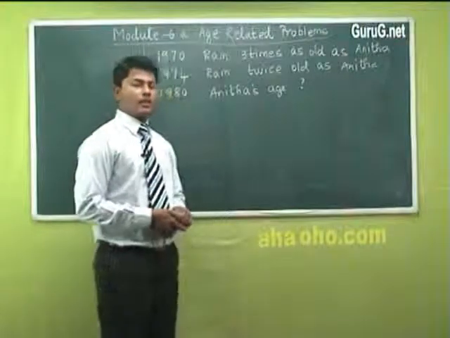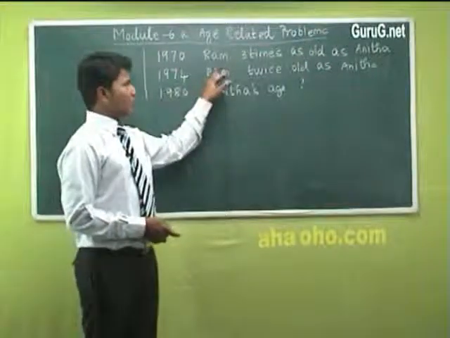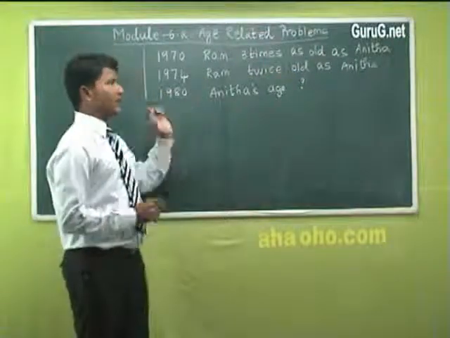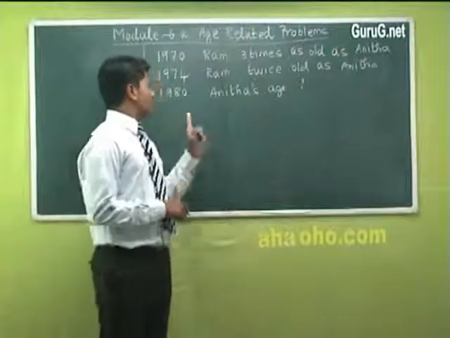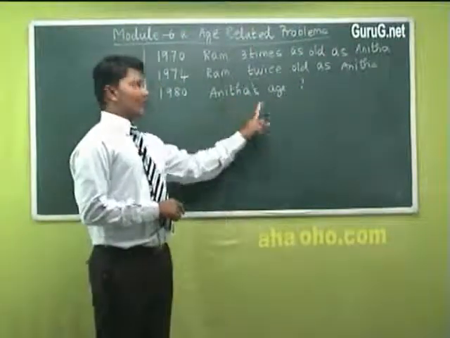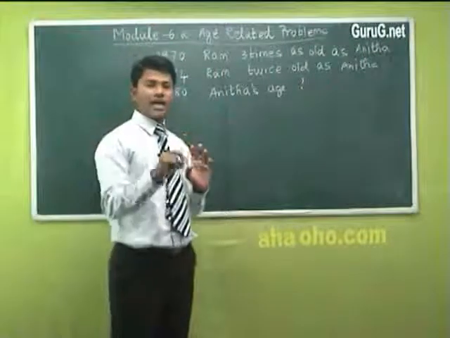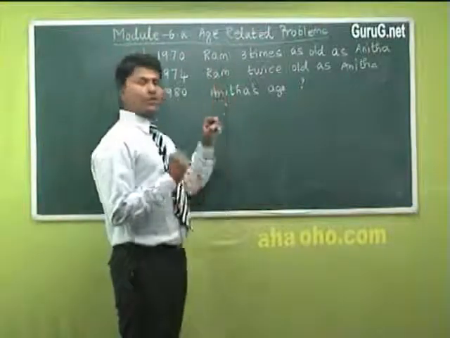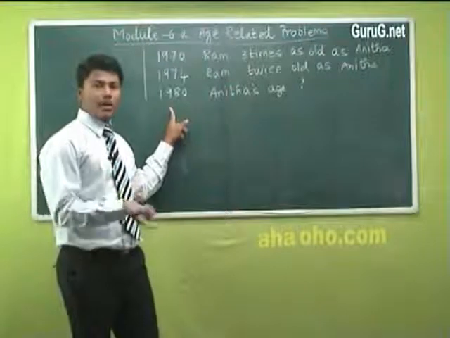Here is another age related problem. It is given that in 1970 Ram was 3 times as old as Anita. In 1974 Ram was twice as old as Anita. In 1980, what is Anita's age? In 1970 Ram was 3 times as old as Anita, and in 1974 Ram was twice as old as Anita. In 1980 what will be Anita's age?